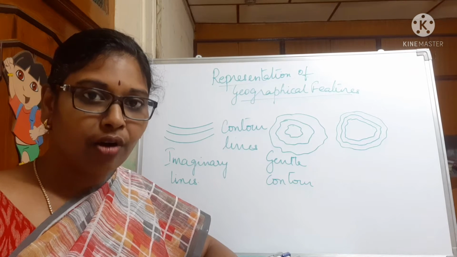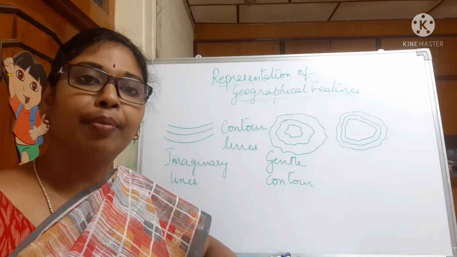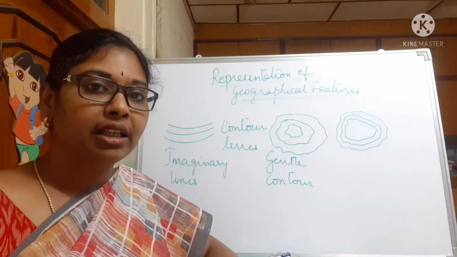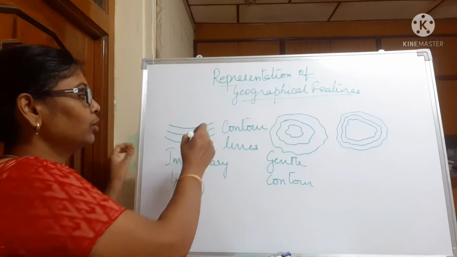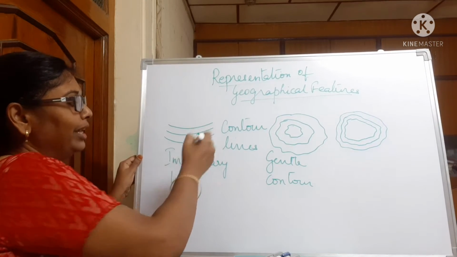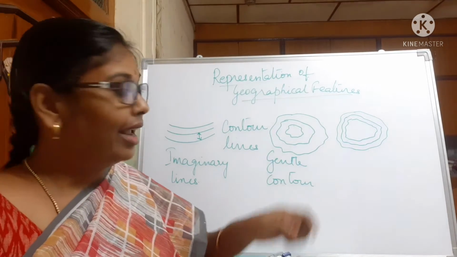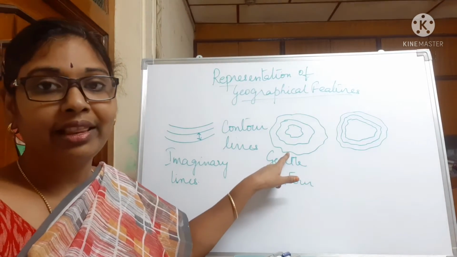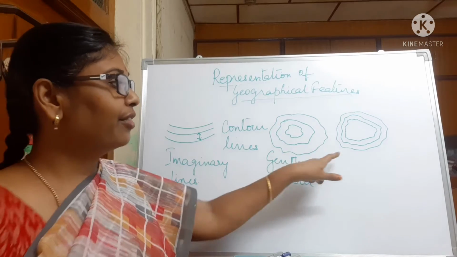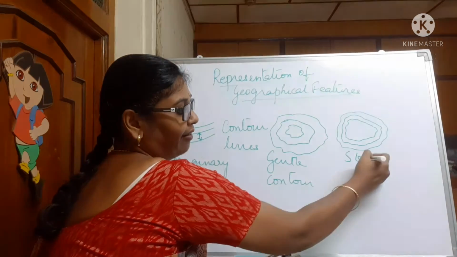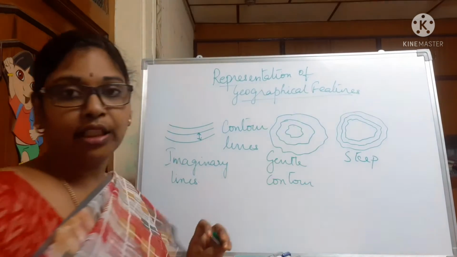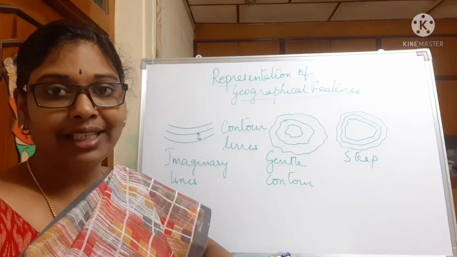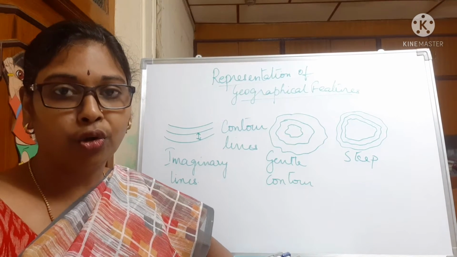Now, characteristics of contours. Contours are brown in color. The difference between contours is known as contour interval. If it is a gentle slope, the contours will be far off from each other. If it is a steep slope, they will be very near to each other. So these are some features of contours.